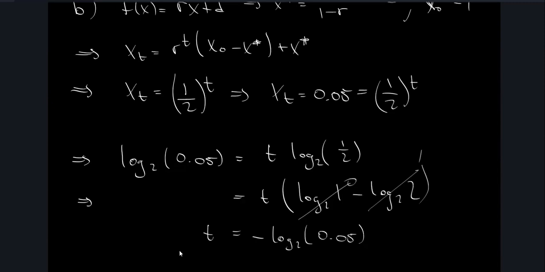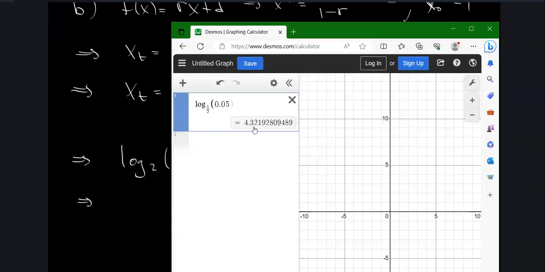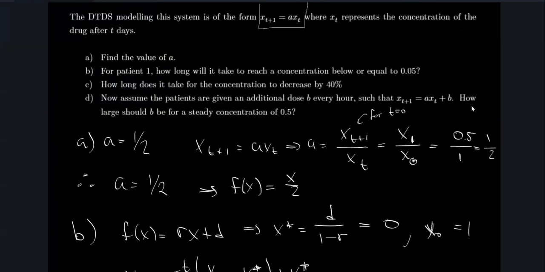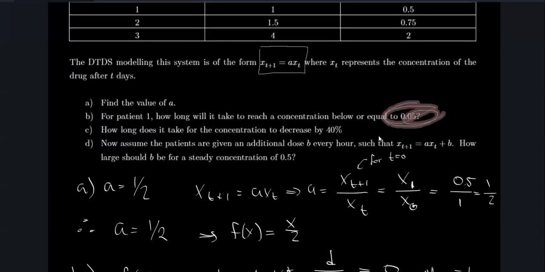And if I go ahead and calculate that, log base 2 of 0.05 with a minus in front, I get 4.32. So it's going to take me 4.32 days to get the drug concentration all the way down to 0.05. All right.